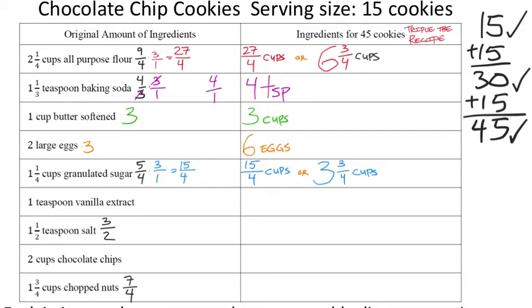And then 1 teaspoon of vanilla extract. Well, yeah, just triple that again. So multiply it by 3. 3 groups of 1 would be 3. 3 teaspoons of that vanilla extract.